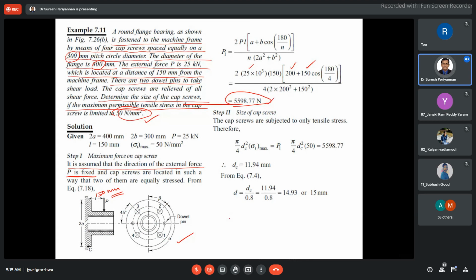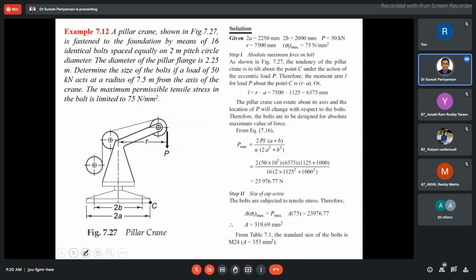Sigma T max is what? Sigma T max is equal to P1 divided by pi by 4 into dc square. From these relations, we are able to find out the core diameter of the bolt. Now, from the table, what is the nominal diameter? Dc is equal to, we already know, 0.8 into D. From this relation, the nominal diameter, the maximum diameter of the bolt, is going to be 15 mm.